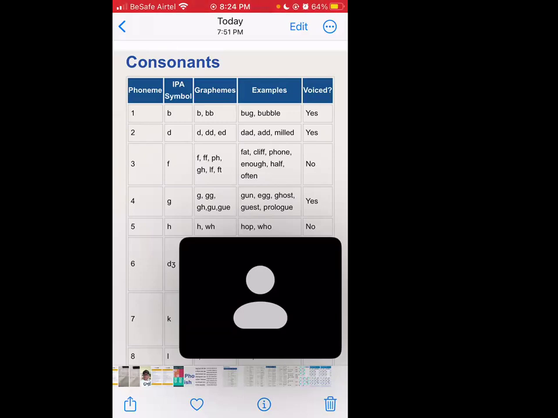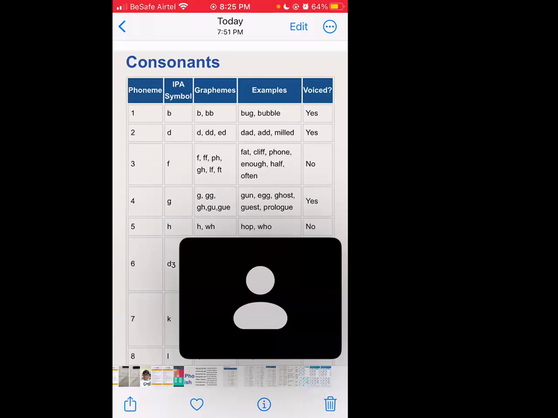For the D sound, you have the letter D, or in some cases, letters DD and ED. For letter D, you have dad. For letters DD, you have add. For letters ED, you have milled. Now, this particular sound is also voiced. If you place your finger on your throat, you find out it is voiced.